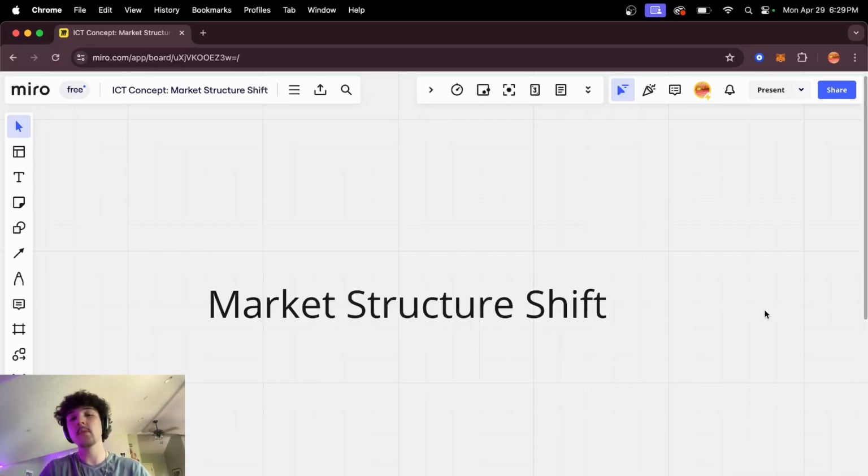This is part 3. Today we're going to be covering market structure shifts. Pretty simple concept. I would say this is one of the ones on the easier side. And this is one of the ones that you don't really trade off of just this, but it gives you an indication that I will explain in a little bit. But yeah, so today's going to be market structure shift, ICT concept video, part 3.